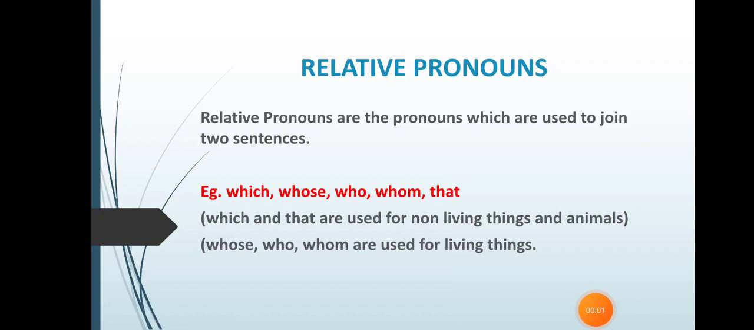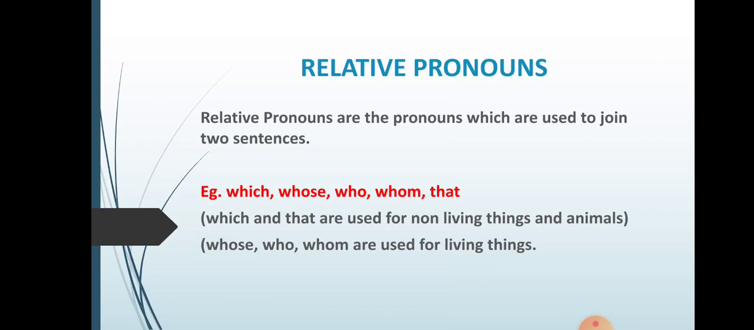Good morning, everyone. We are going to continue our topic of pronouns. We have already learnt about kinds of pronouns and pronoun cases. Today we'll learn relative pronouns. So, what are relative pronouns?